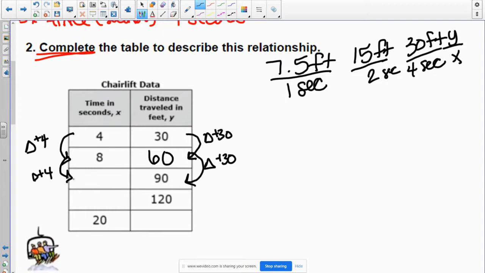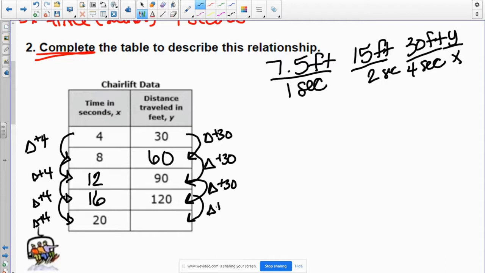So 8, add the 4 seconds, makes 12. Then back over here, since this one's filled out, 90 to 120 is a change of 30. Again, that means my rate of change is going to be a change of 4. So 12 plus 4 is 16. And then 16 plus 4 is a change of 4 again, which means over here that would be a change of 30. So it's 120 plus the 30 makes 150.